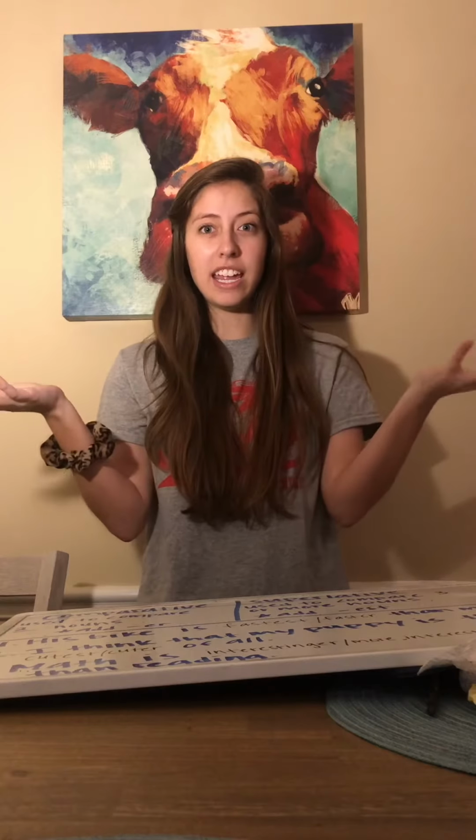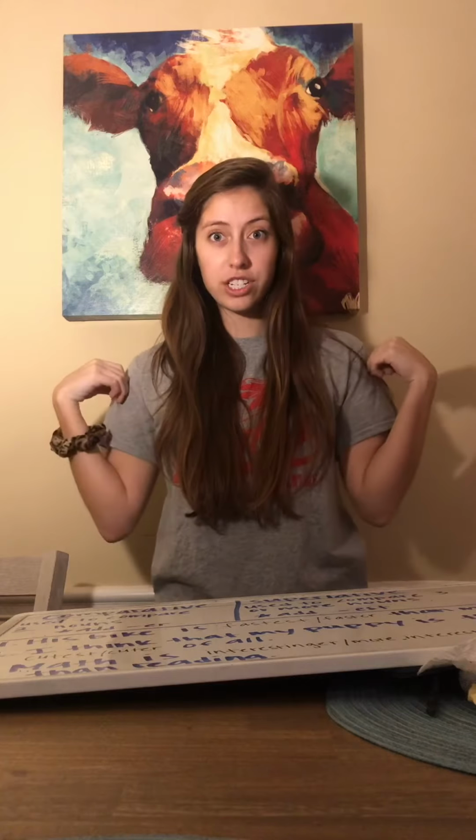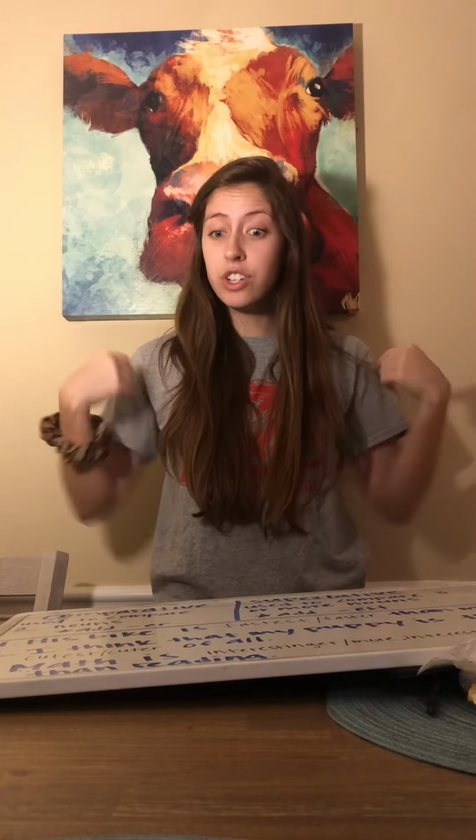So adjectives are words that describe a noun. Noun: person, place, thing, animal, idea. So for example, Miss Patterson's wearing a gray shirt. What's the noun? Shirt. What's the word describing the noun? What color is it? Gray. So that's our adjective.